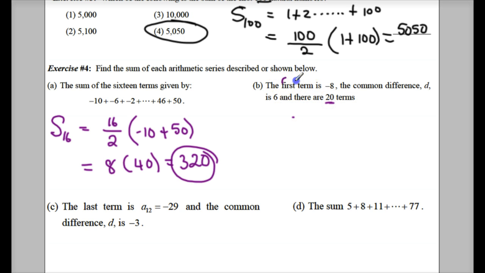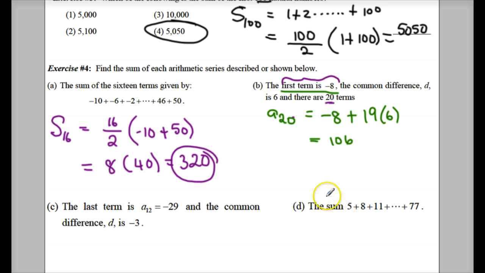I know the first term is negative 8, but I don't know what's the last term. We need the last term. So a sub 20 would be negative 8 plus, because it's an arithmetic sequence, 19 times the difference. This works out to be 106.